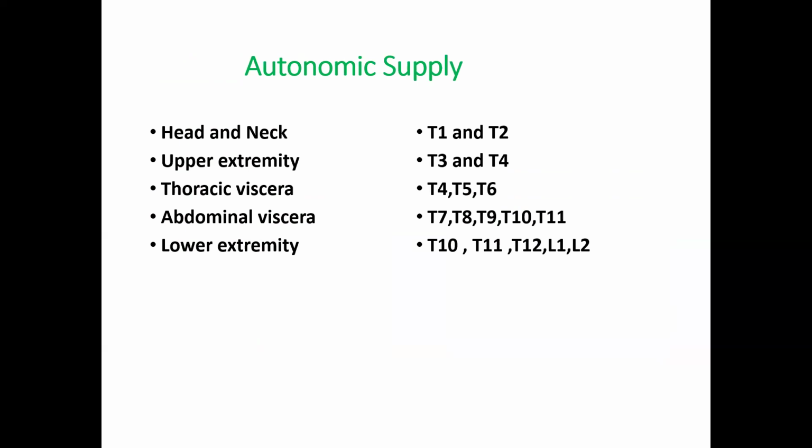Another basic anatomy here is the autonomic supply of the body: head and neck, T1 and 2, upper extremity, T3 and 4, thoracic viscera from T4 to T6, abdominal viscera from T7 to T11, and lower extremity from T10 to L2. You should be aware of this autonomic supply as well, because this will determine where you put your local anesthetic.